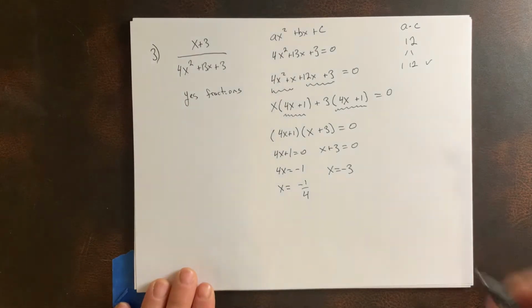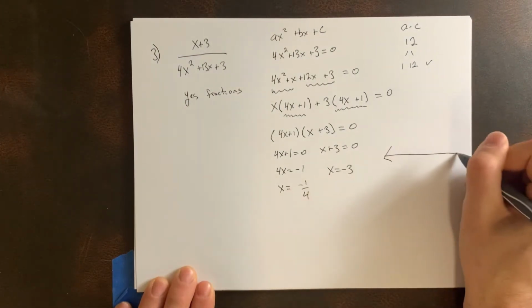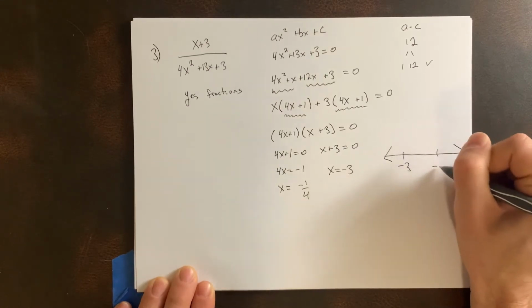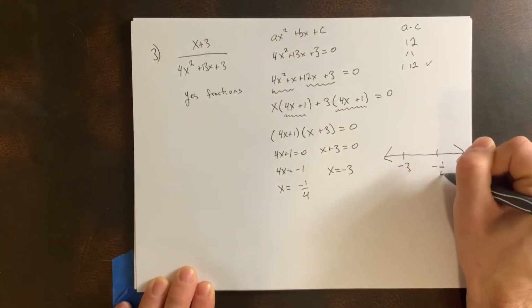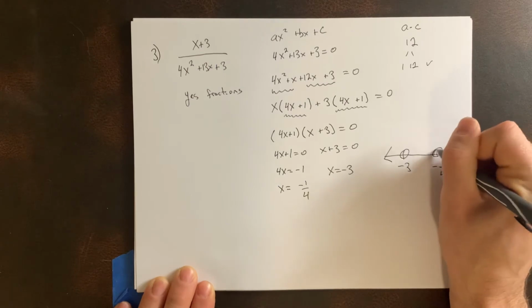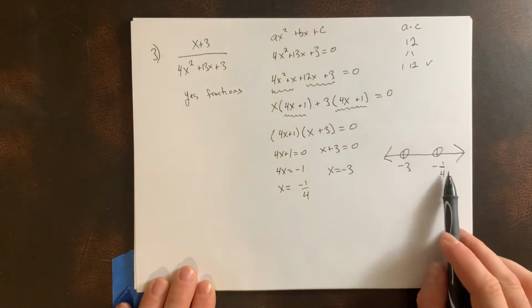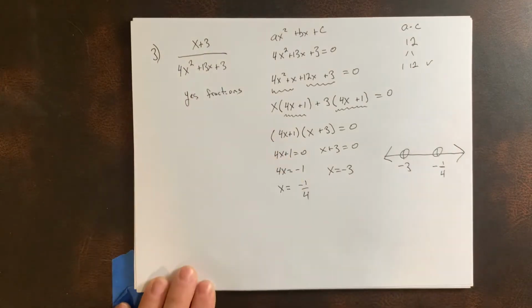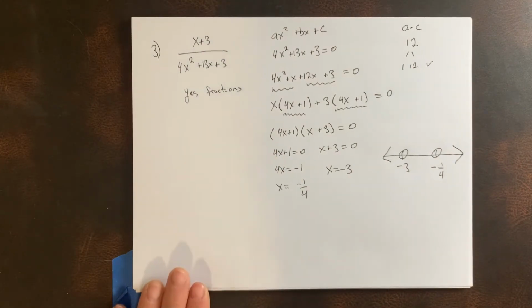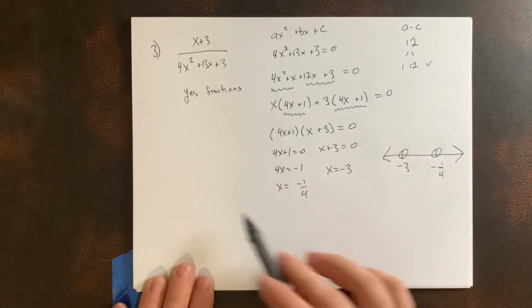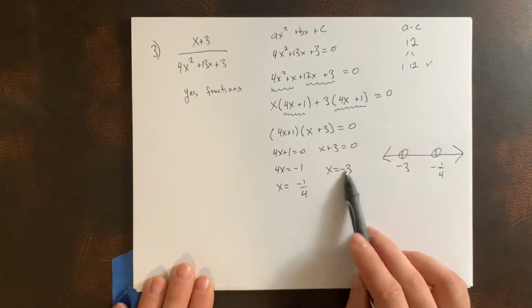So then what we do, just like before, here's our number line. Okay, so here's minus 3, here's minus 1 over 4. And we're going to put circles on those because we're getting rid of these numbers. When we plug in minus 3 or when we plug in minus 1 over 4, the bottom of this fraction is 0, and we can't have that. Okay, so that takes care of the fractions. We said, are there fractions? Yes. So the bottom equal to 0. The only two numbers that we can come up with are this one and this one.